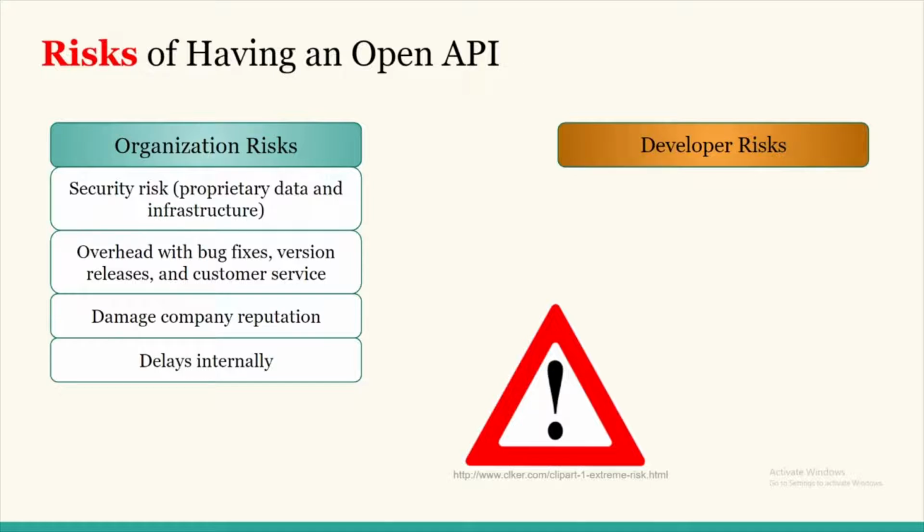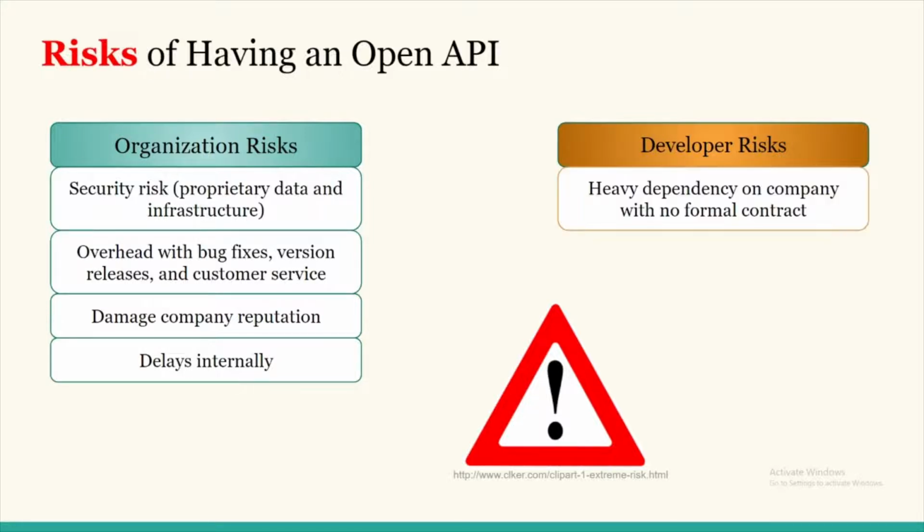From the perspective of the developer, the only main risk that comes with an open API is the heavy dependency on the company. If the company decides to change the terms of use for its API, or, for example, charge a fee for licensing the API, the developer has no choice but to accept it.